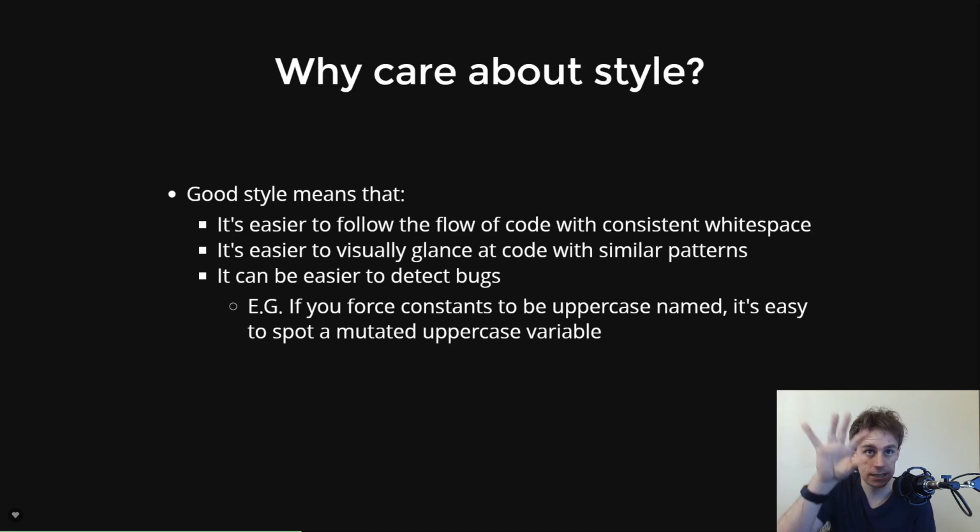It makes it easier to follow the flow of code. It makes it easier to visually glance at similar patterns, right? If you have very well-structured code, you can see function, function, function. It's all well laid out. And it's also easier to detect bugs, and that's one thing we're going to be talking about today. So if you have a good style, I've got an example here. If you force constants to be uppercase, because in Python there's no such thing as a constant variable, a variable you can't modify, if you make all of your non-modifiable variables uppercase, then suddenly, at a glance, if you see that variable being modified, you're like, that could be a bug. So you can actually use style before the code's even compiled or interpreted to help minimize errors, and it's very simple and very great like that.